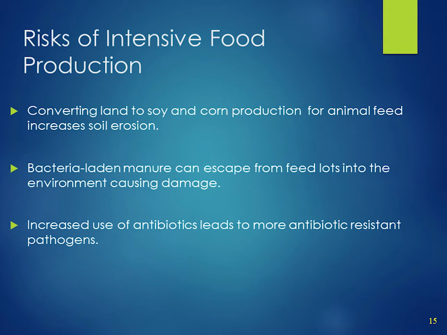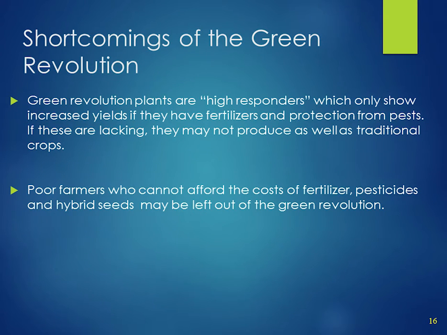Other risks to food production include the overuse of antibiotics to prevent disease in animals grown in small areas. This has led to increased resistance in pathogens that can affect humans as well as animals. Shortcomings of the Green Revolution. Green Revolution plants are high responders which only show increased yields if they have fertilizers and protection from pests. If these are lacking, they may not produce as well as traditional crops. Poor farmers who cannot afford the cost of fertilizer, pesticides, and hybrid seeds may be left out of the Green Revolution.